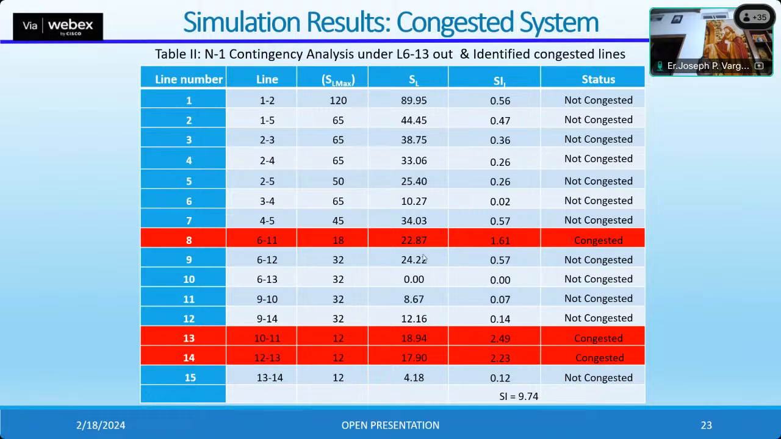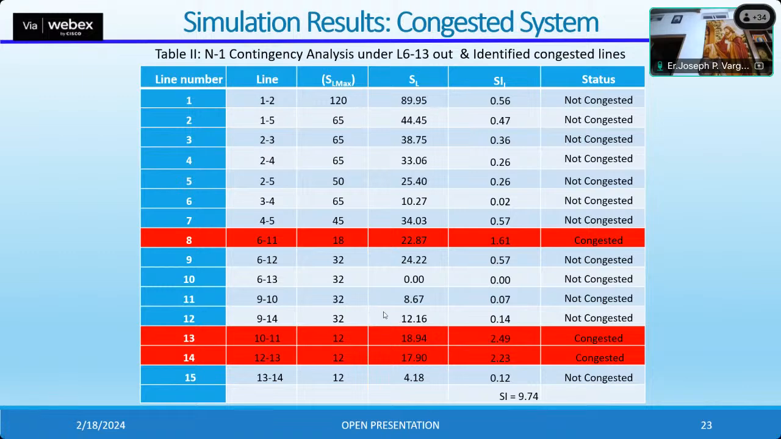These are the simulation results obtained with the outage of line number 6-13. From this outage, it is revealed that lines 6-11, 10-11, and 12-13 are getting congested because the SIL value is greater than 1, that is 1.61, 2.49, and 2.23. Here, the most congested line is line number 10-11. This is more congested.